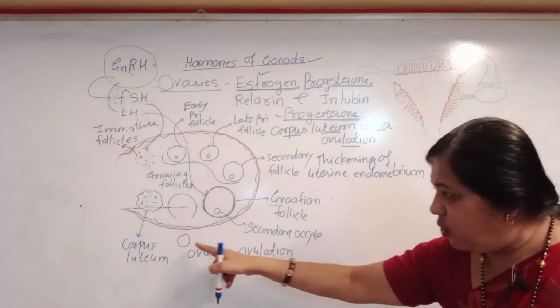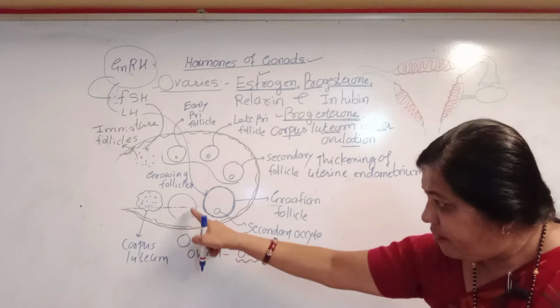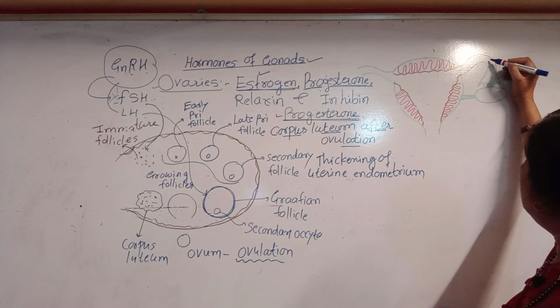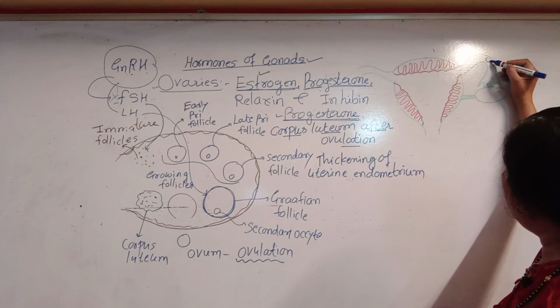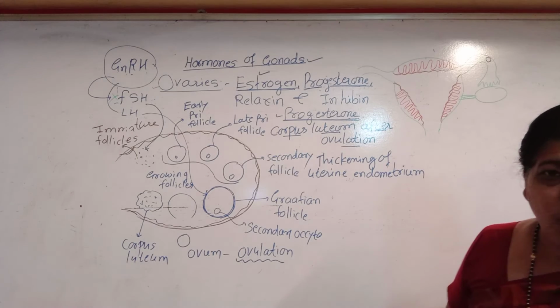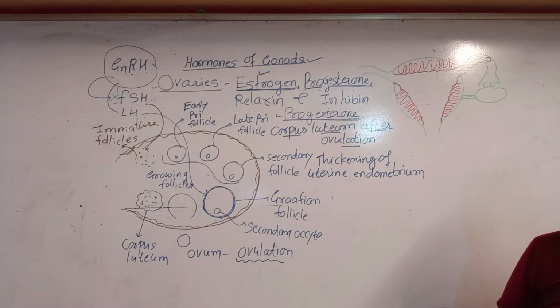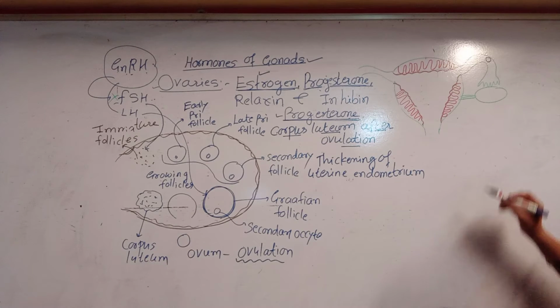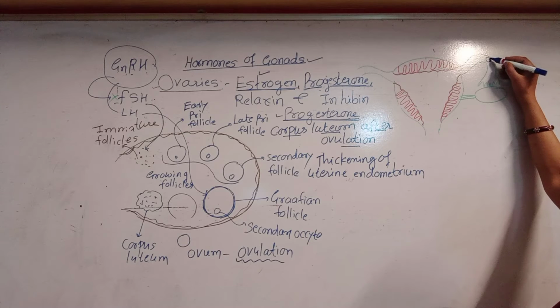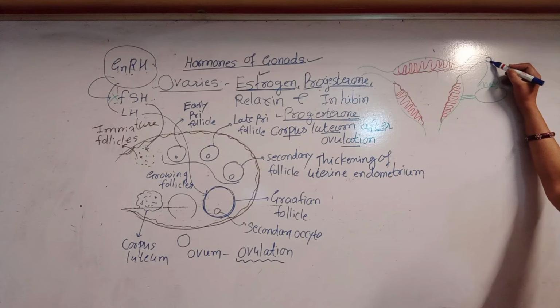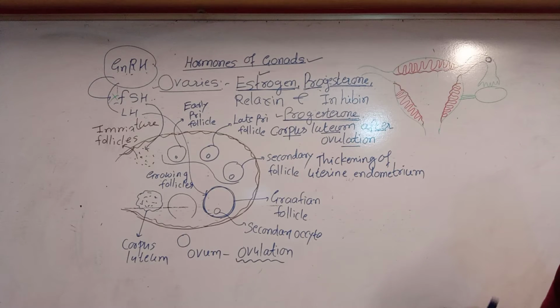When the ovum is released from the ovary, the ovum moves into the fallopian tube. Movement of the ovum takes place from the ovary to the fallopian tube, for fertilization. The lifespan of the ovum after its release is 24 to 48 hours.